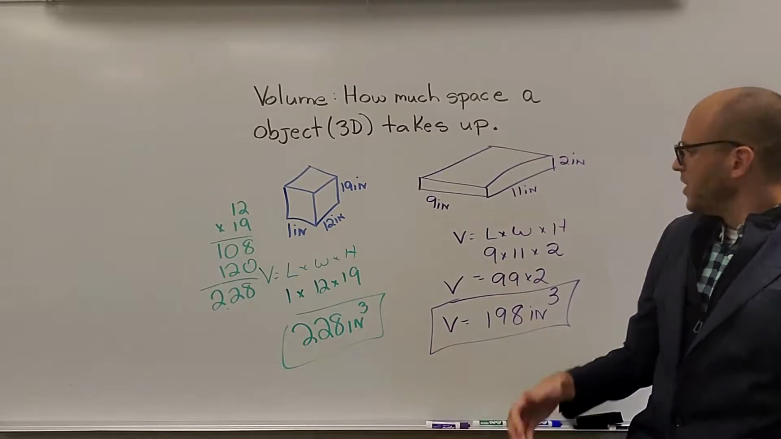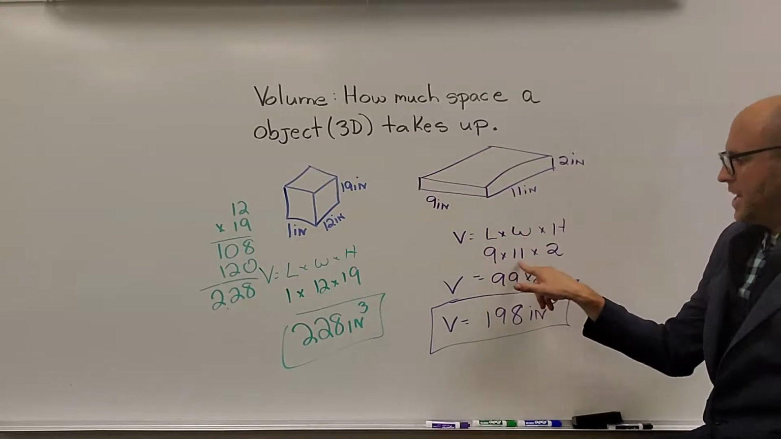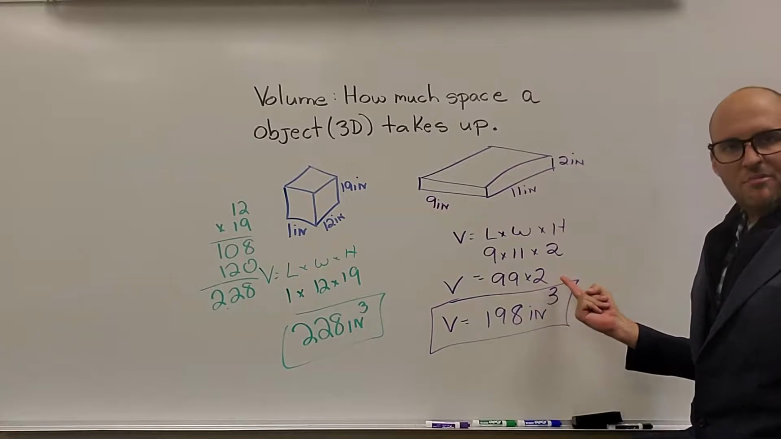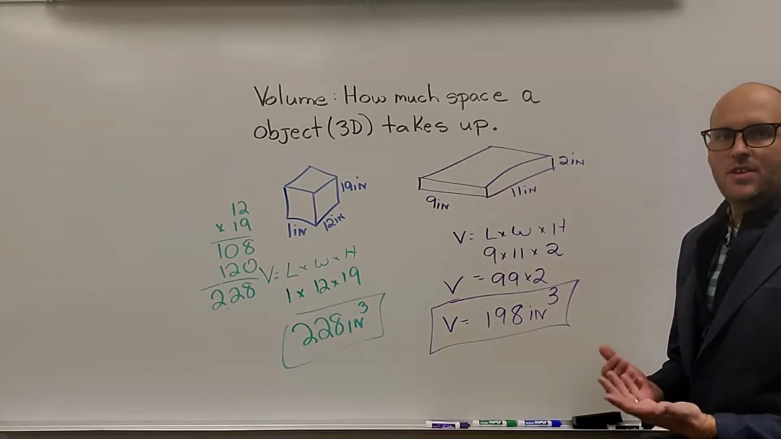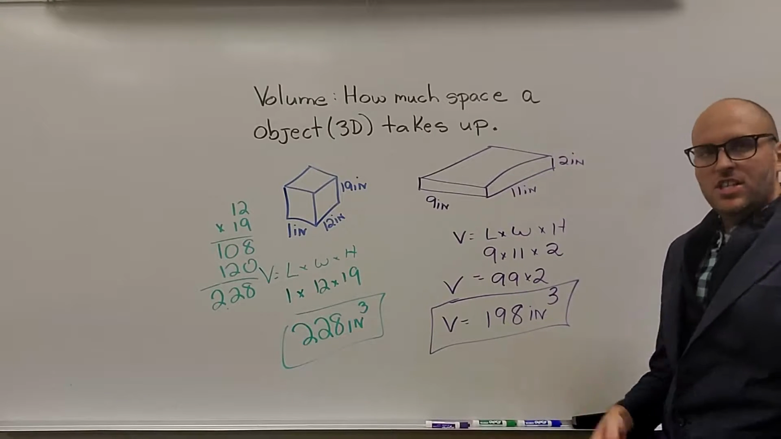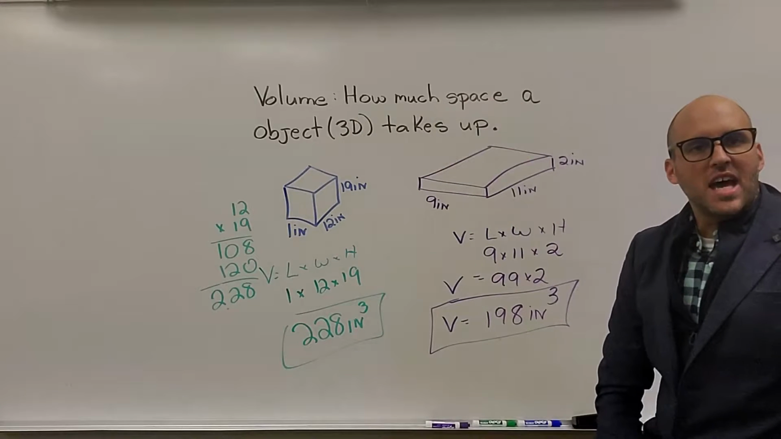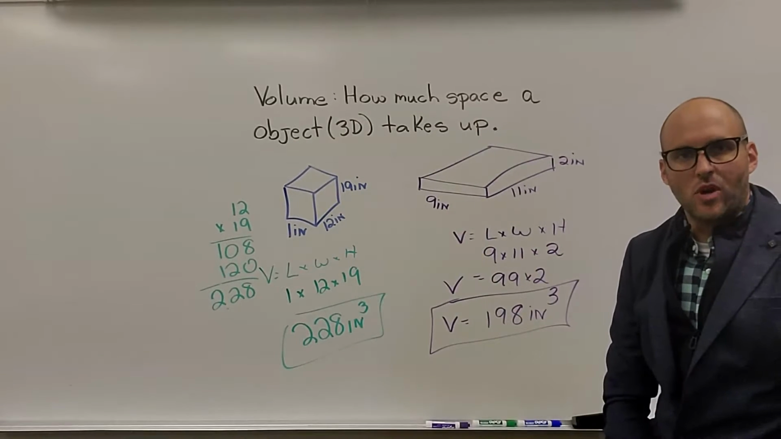For this problem, 9 times 11 times 2, I actually multiplied 9 times 11 because it's just 9 times 1 twice, and that left me just with multiplying by 2, and I could do that in my head. Again, if you can't, do it on the side. And that came up with 198 inches cubed. And hopefully, this helps you with how to find the volume of a rectangular prism or cube.